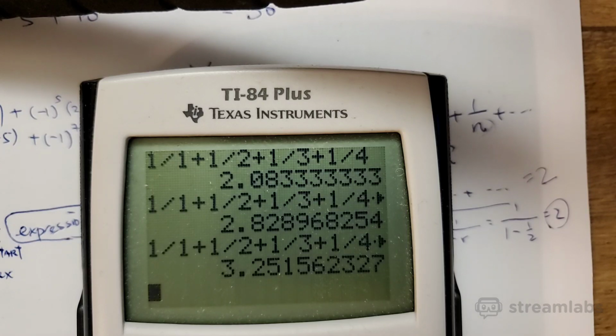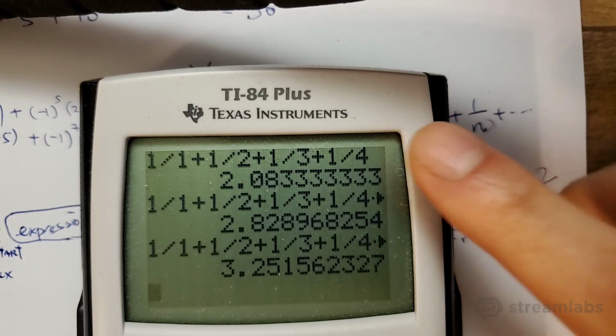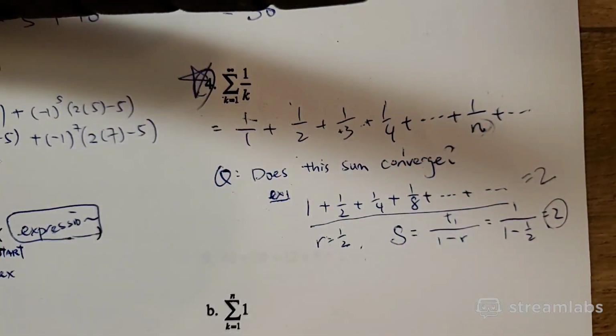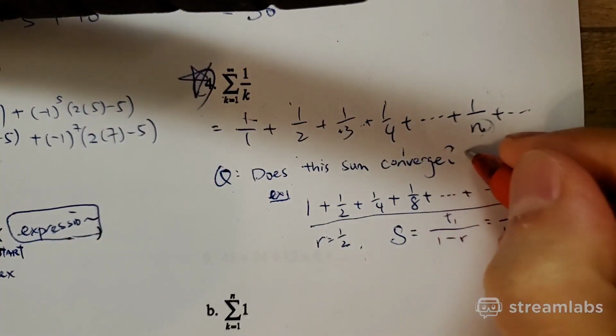Whoa! Doesn't it give you a feeling that it just keeps going up? Right? It started with 2, and then 2.8, and then 3.25. So, in our mind, we think it converges, right? We think it converges. But the reality is, it doesn't. No. Alright, no.